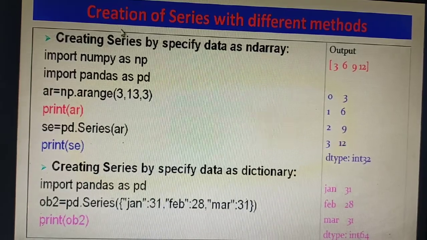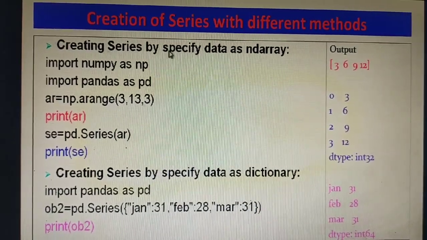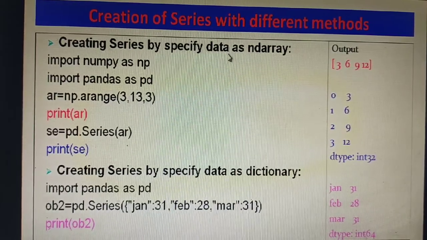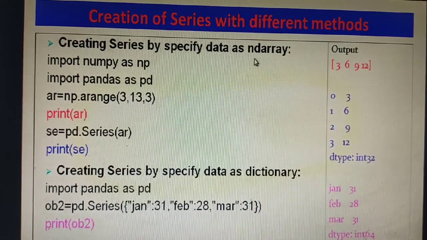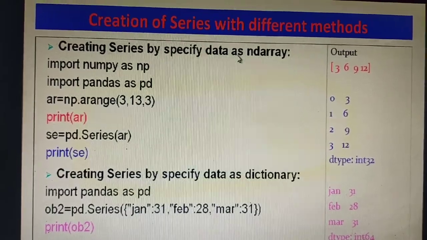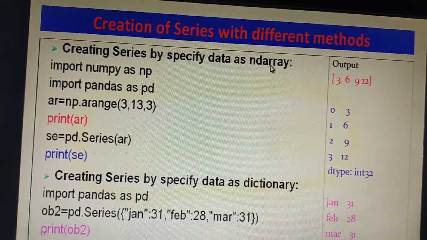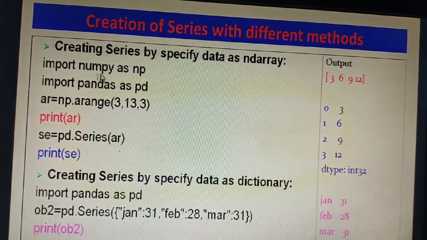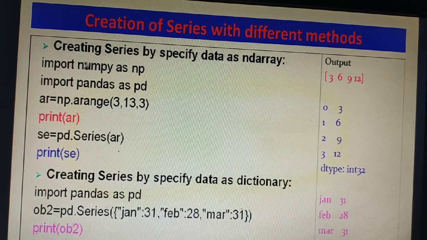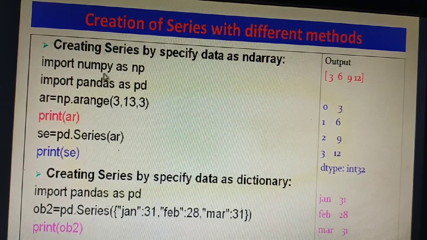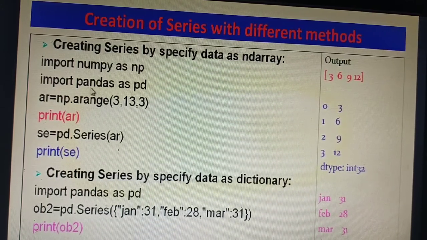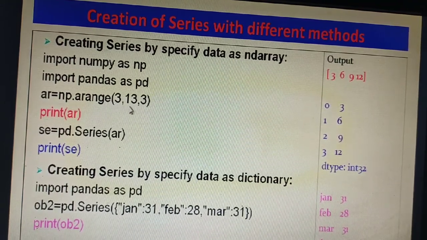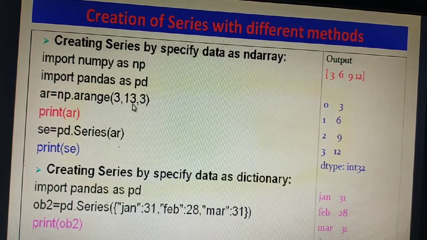Next method of creating series is specifying data as an ndarray. In the previous method we learned how the series can be created with the list. Now with the help of an array we will create the series. For creating the array we have to import NumPy, and for creating the series we have to import pandas. So first of all we will create the array.